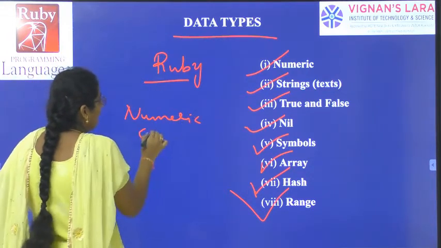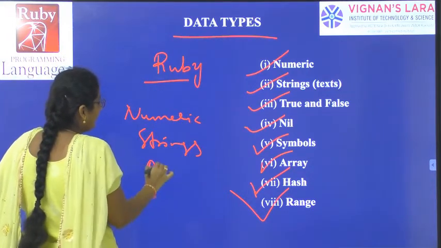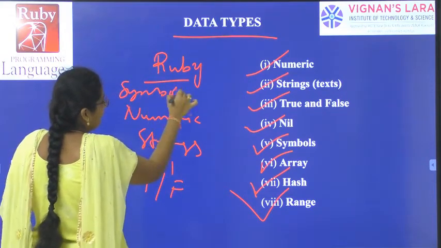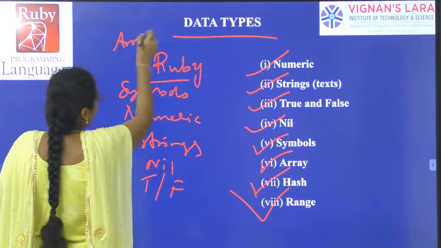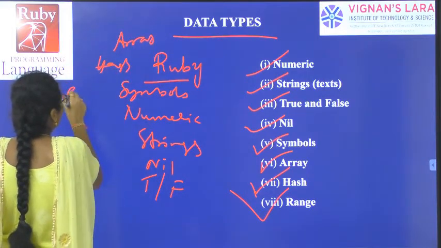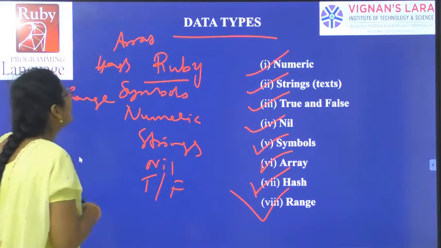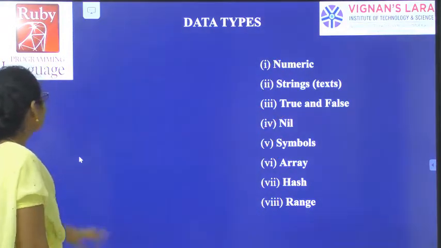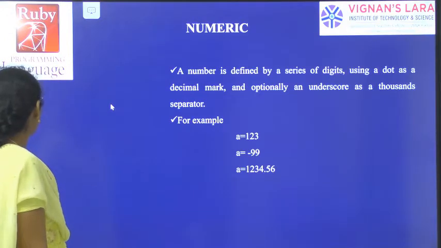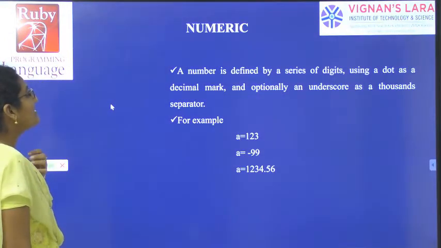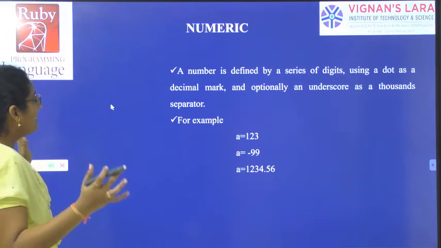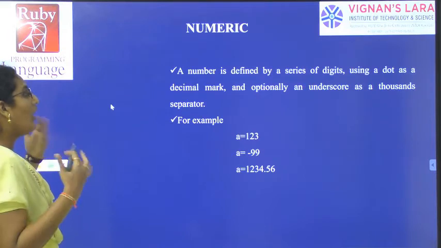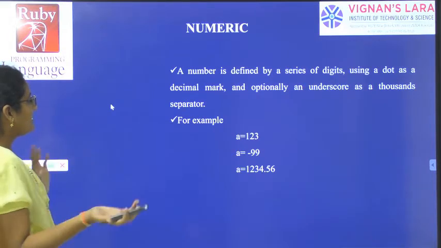So these are the different types of data types we have in the Ruby programming. Let us see one by one. So first one, numeric. A numeric is nothing but a series of digits. If you want to represent a decimal number, you use a dot. Optionally, you can use underscores also as a separator.